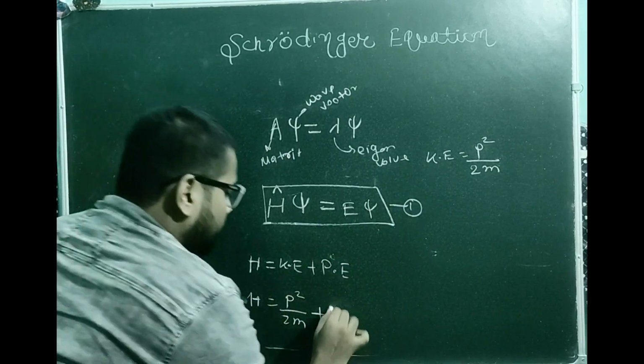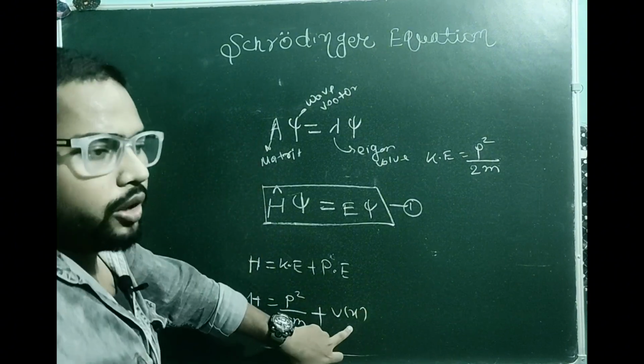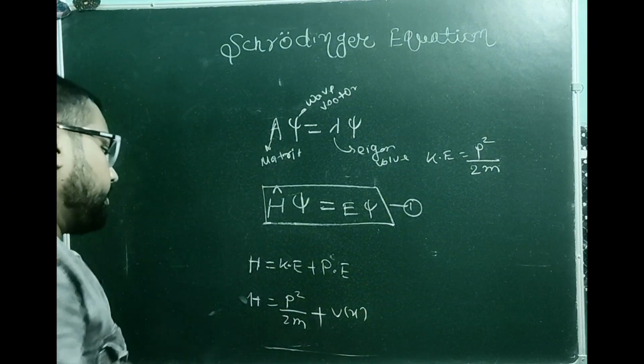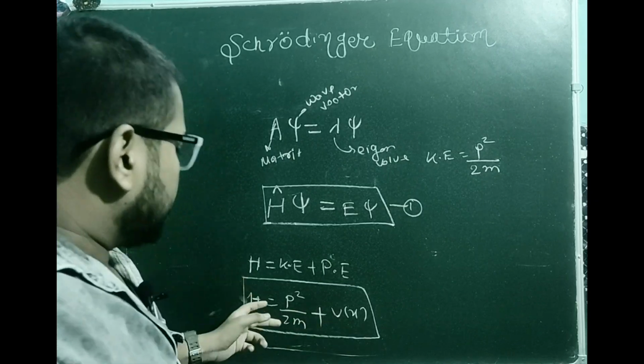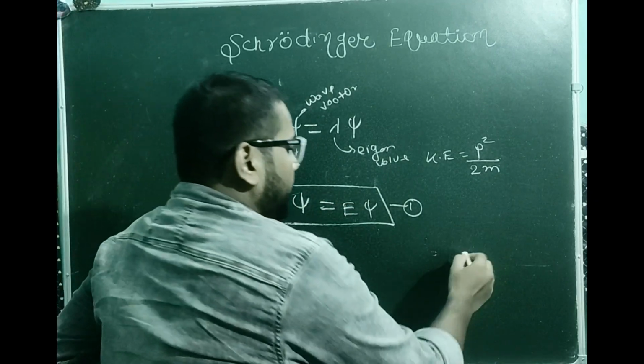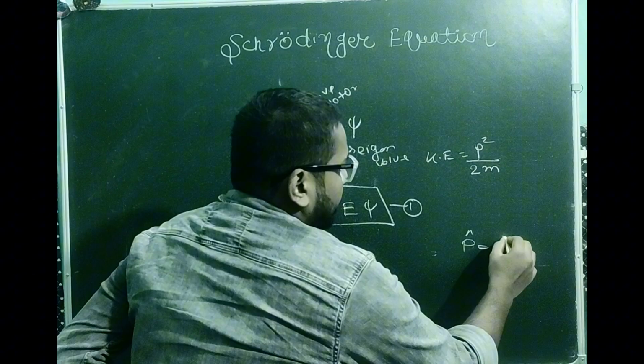And the potential I will write V of x. I am concerned only about one direction, like the x direction, right? Therefore I am writing V of x. So this is nothing but this Hamiltonian, the total energy of the system. Now I want to define this Hamiltonian in terms of operators. So what I will do, for the momentum operator we know that p hat is equal to minus i h bar del over del x, right?